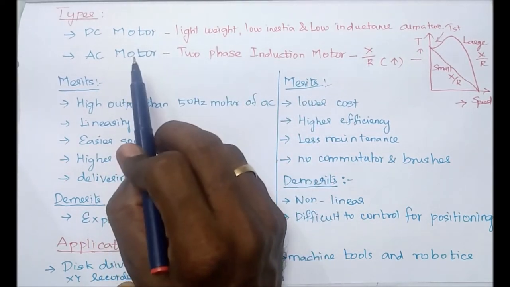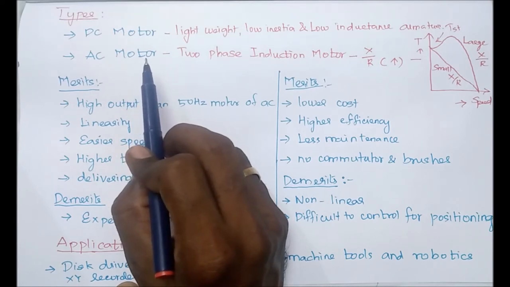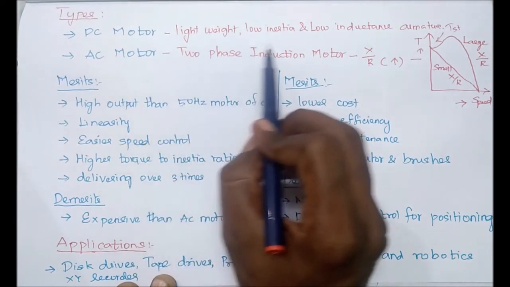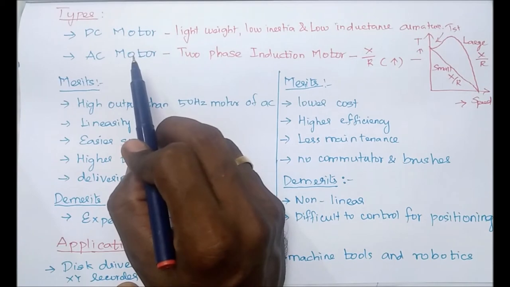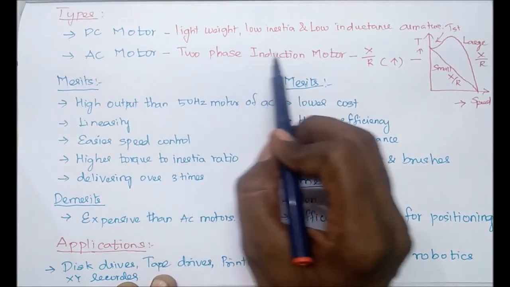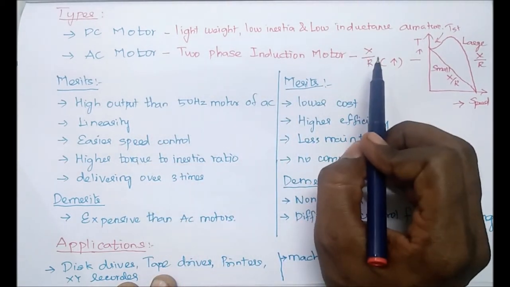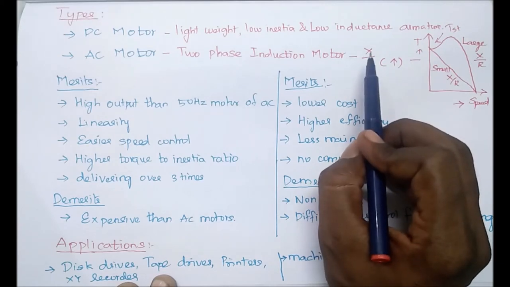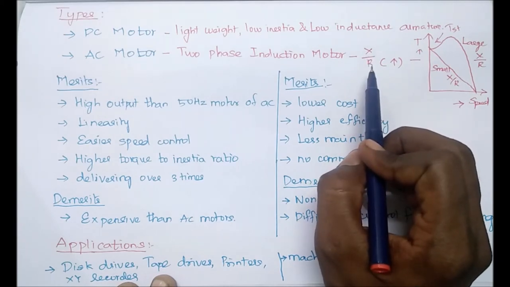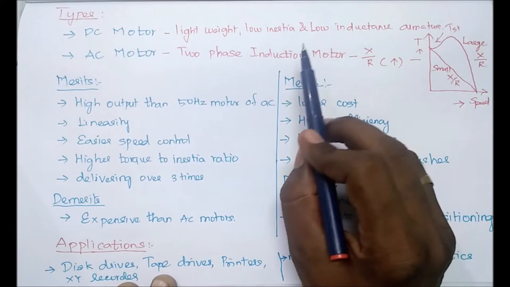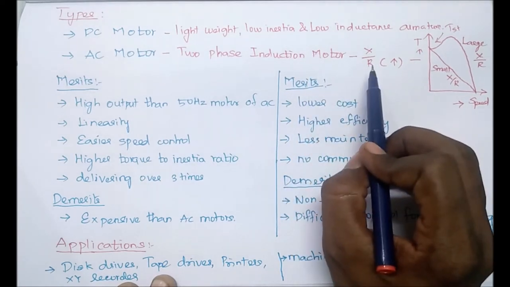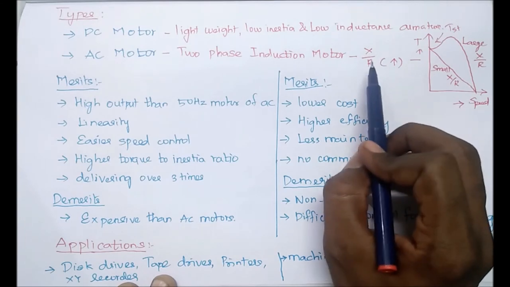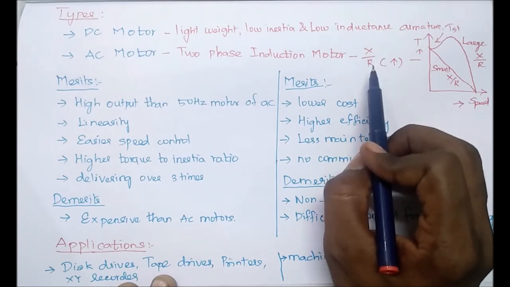Next one is AC type. Basically a two-phase induction motor is called an AC servo motor. In this, one thing we have to do. In a normal induction motor, X by R ratio will be high, but in a servo motor we have to use high resistance. It means X by R ratio is low. So what is the reason why we have to use a high resistance induction motor?